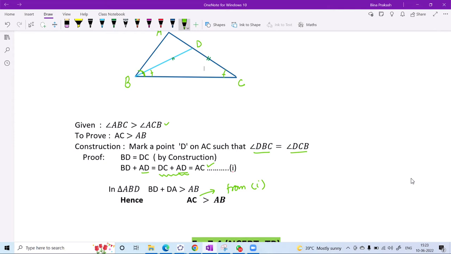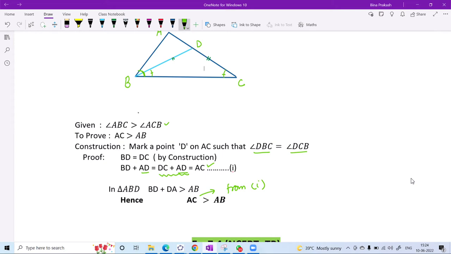What we're doing is, for any triangle, the side opposite to the greater angle, whichever angle is greater, we have to prove that that side is longer than the other side. So we are comparing angle ABC with angle ACB. Now it's very clear that angle ABC is greater than angle ACB. So we have to prove that AC is greater than AB. How we can take this up is through a construction: we mark the point D on AC such that angles DBC and DCB are equal.